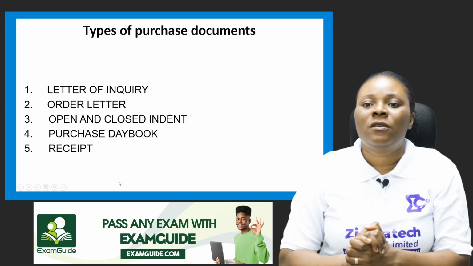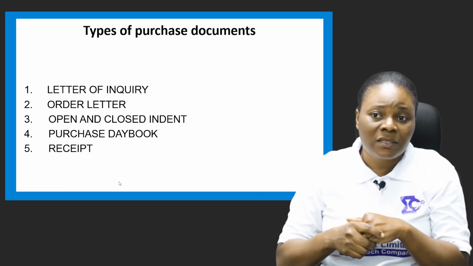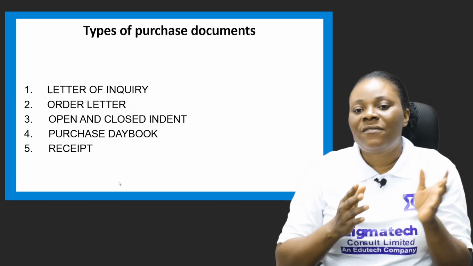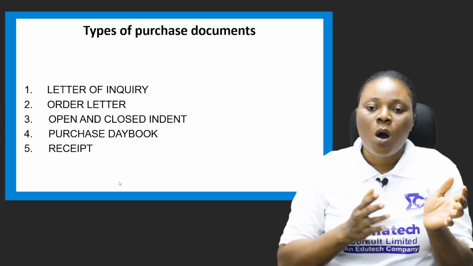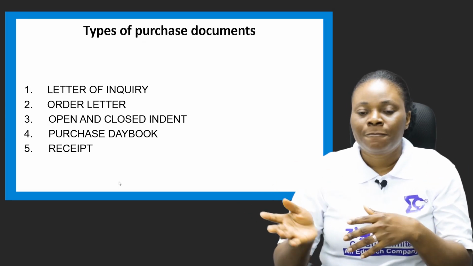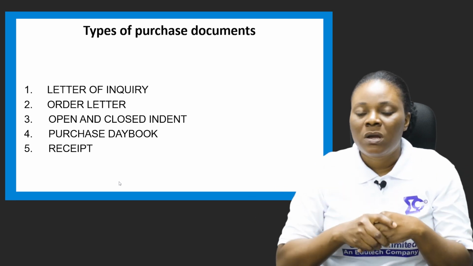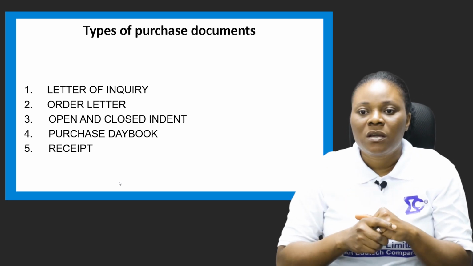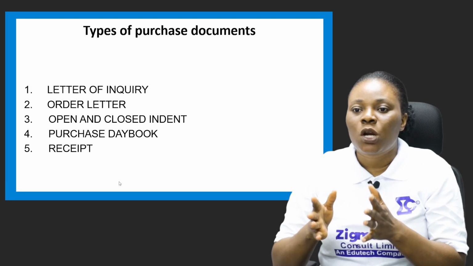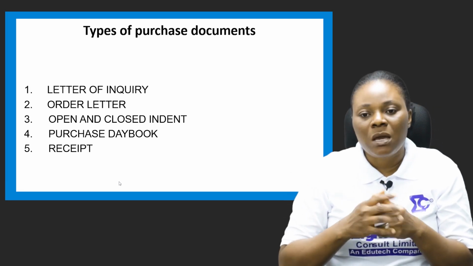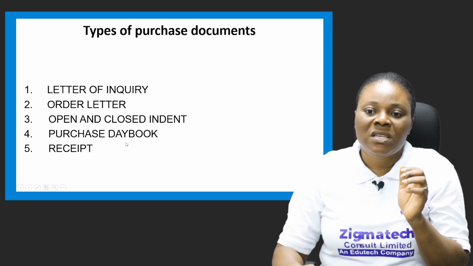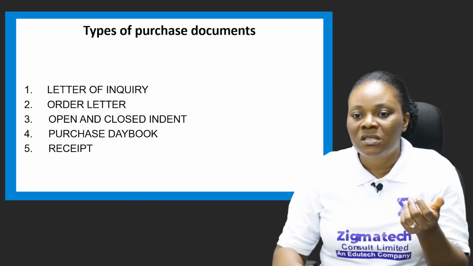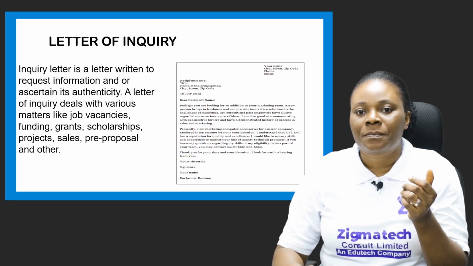Now we are going to be looking at the various types of purchase documents that we have. We have the letter of inquiry, we have other letter, we have open and closed indent, we have the purchase daybook, and the fifth document we'll be looking at is the receipt. Letter of inquiry, other letter, open and closed indent, purchase daybook, and the receipt. So we'll be taking them one after the other and explaining the use or the uses of each of them.